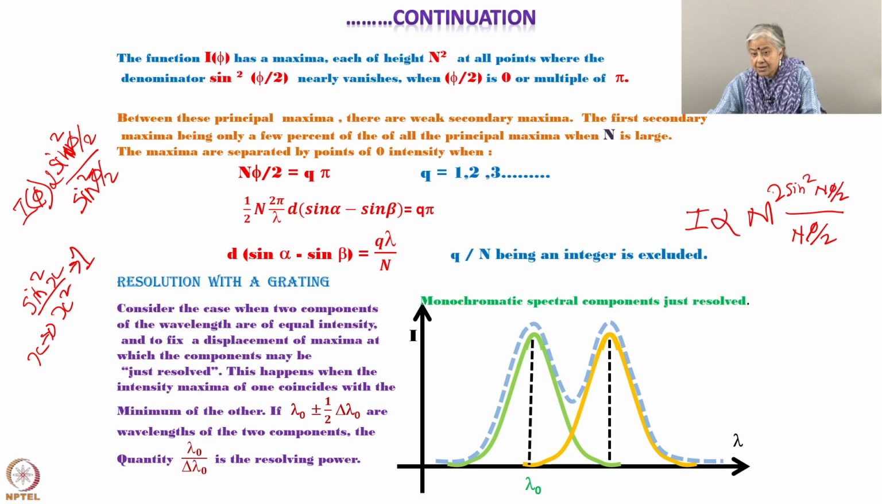and then is proportional to n square. You have come across this kind of understanding even when we were studying second harmonic generation, where you get a peak of second harmonic generation. Here again it is a similar kind of equation. That is why the function I of phi has a maximum height of n square at all points where the denominator sine square phi by 2 nearly vanishes, when phi by 2 is 0 or a multiple of pi. If it is 0, it will become 0. If it is a multiple of pi, sine of a multiple of pi also becomes 0.